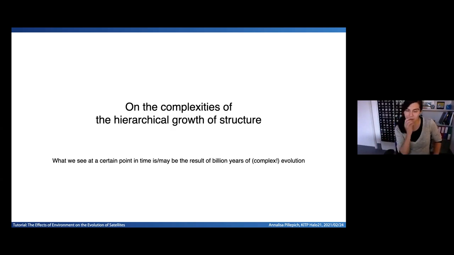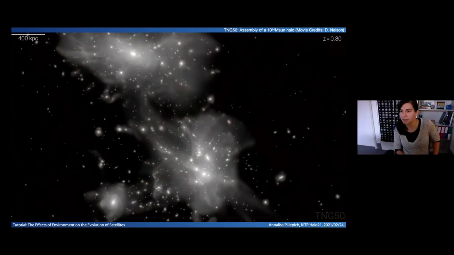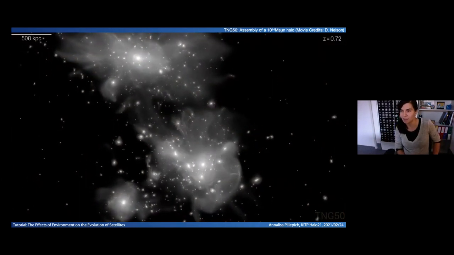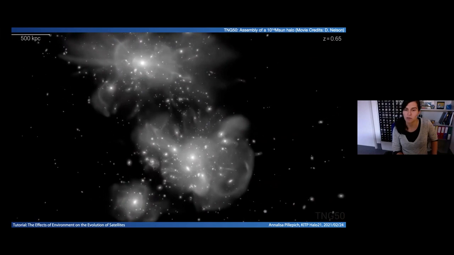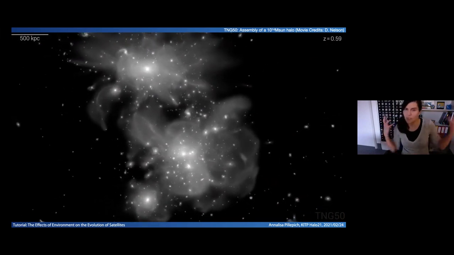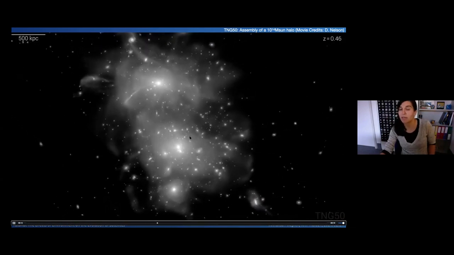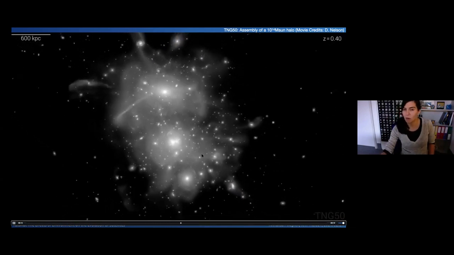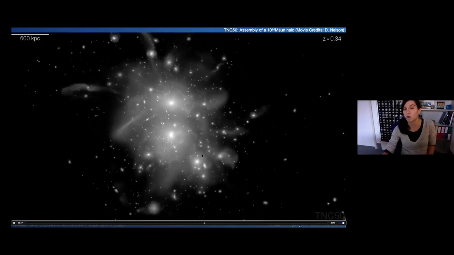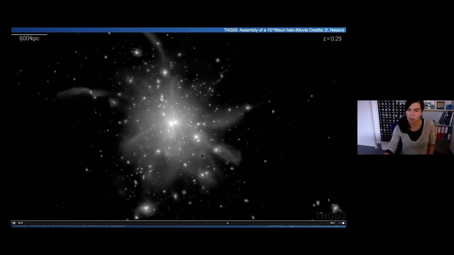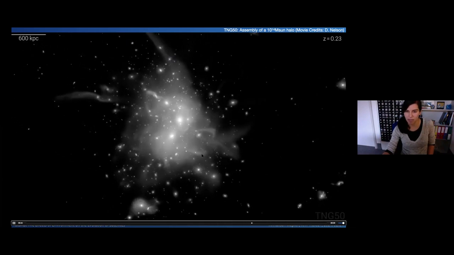Because what we see at a certain point, and we can think about the physical mechanism acting at a certain point, is actually the result of billions of years of complex evolution. Let me remind you how complex the hierarchical growth of structure is. This is the assembly of a group or cluster, 10 to the 14, with two gigantic groups that are going to merge together with smaller groups, which are merging with the bigger one. And the satellites are orbiting in both these groups and in the final host. So I want to talk quickly about three facts: pre-processing, phase space, and backsplashes.